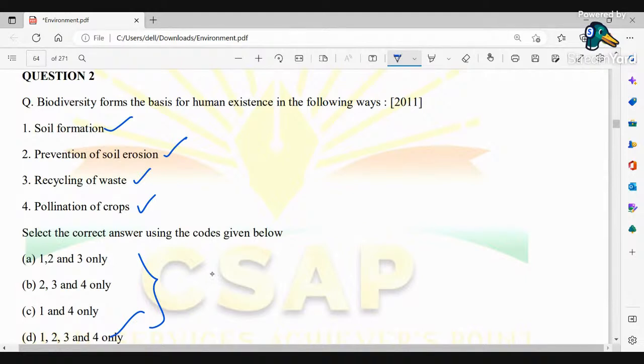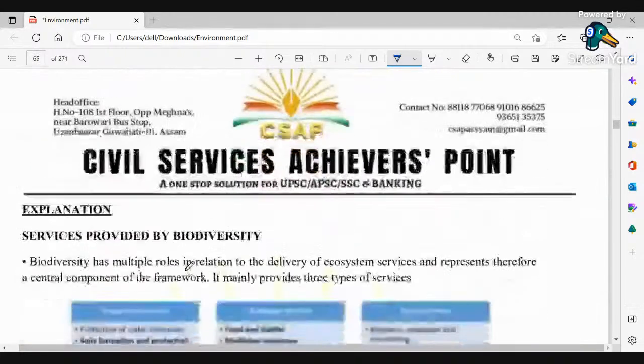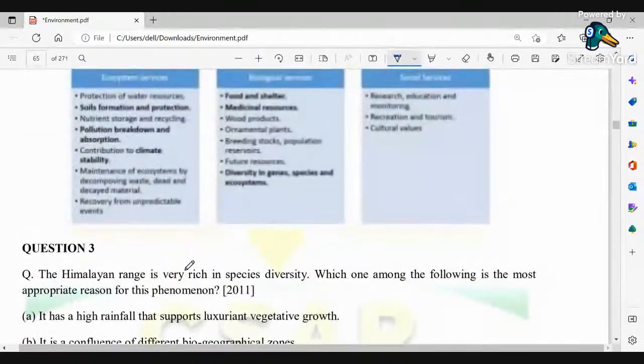That is, biodiversity forms the basis for human existence with respect to soil formation, prevention of soil erosion also, recycling of waste also, and lastly pollination of crops also. Okay, next. So we have got this brief explanation over here.